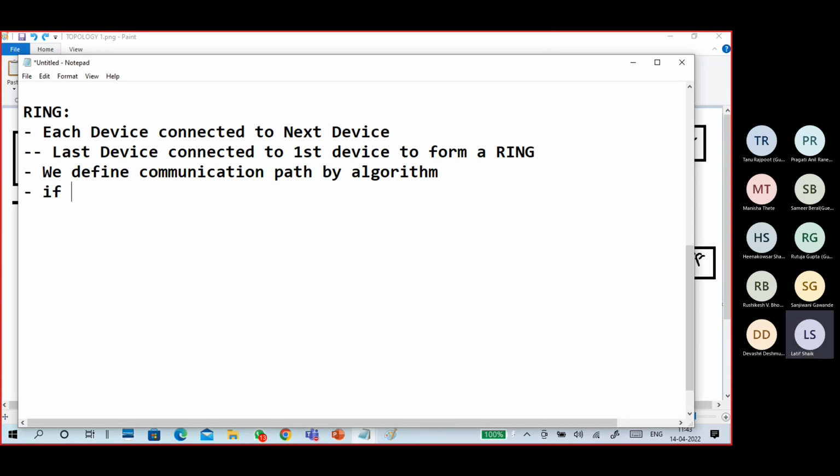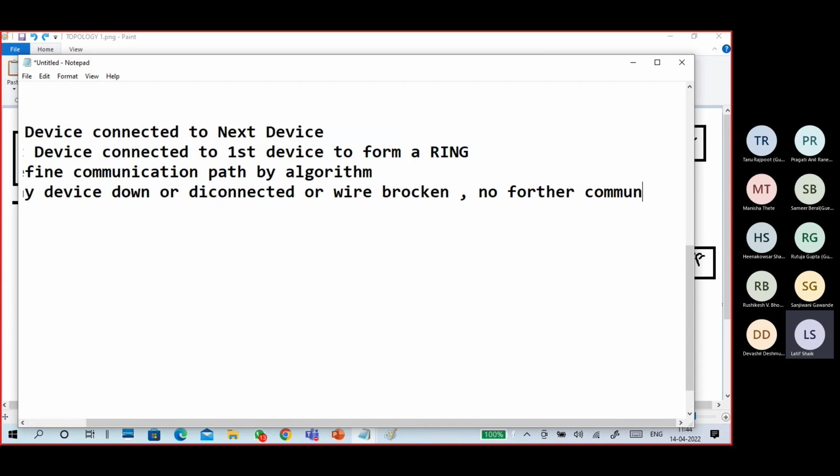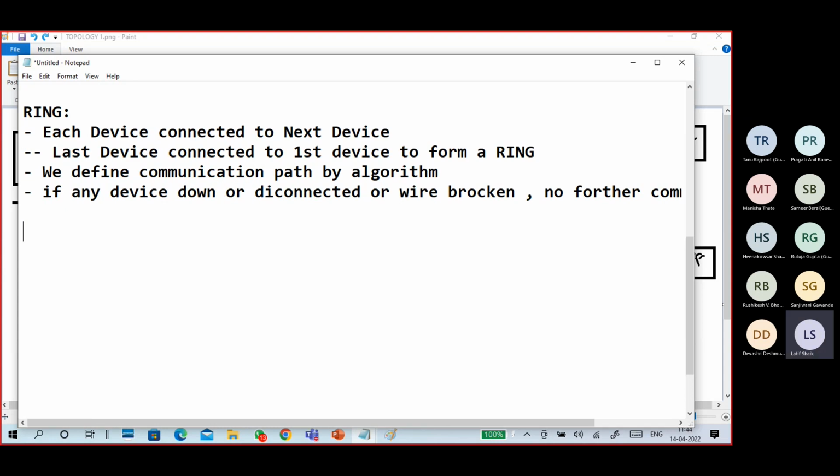Okay, if any device is down, or a wire is disconnected or broken, no further communication. Okay, that is ring topology.